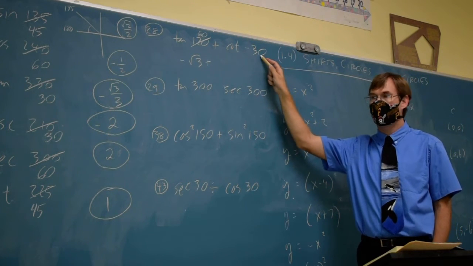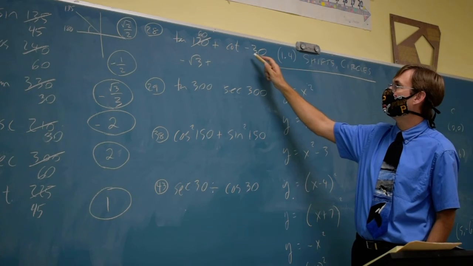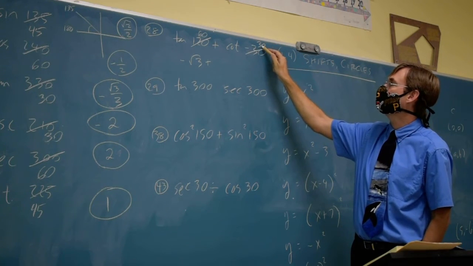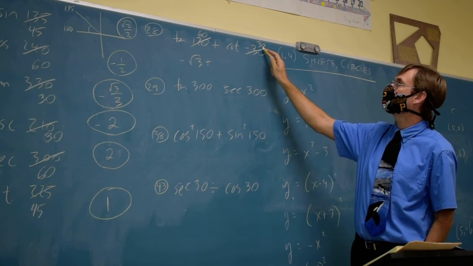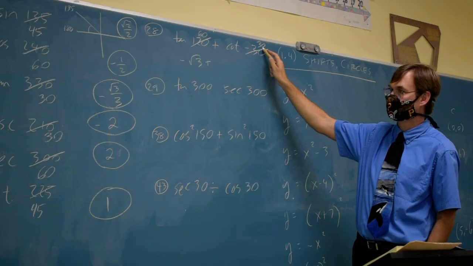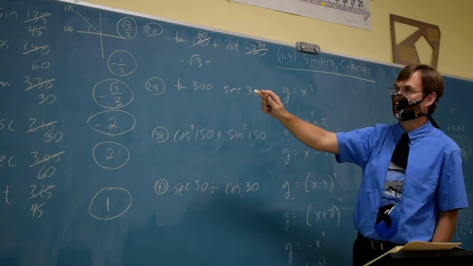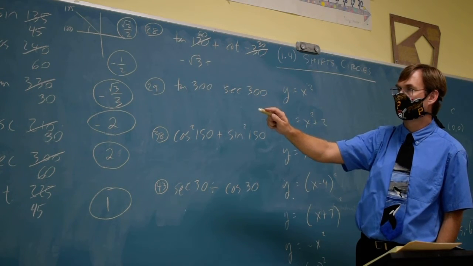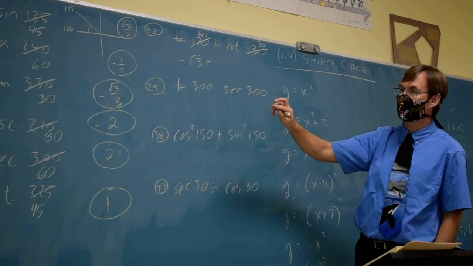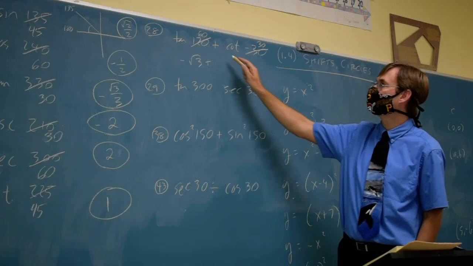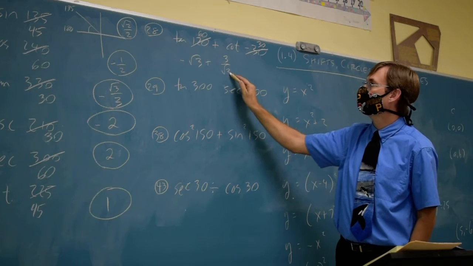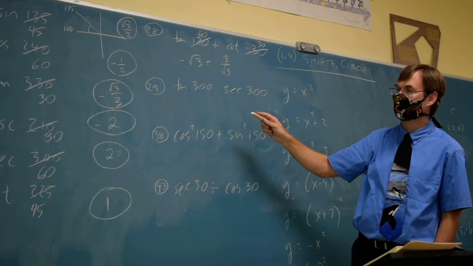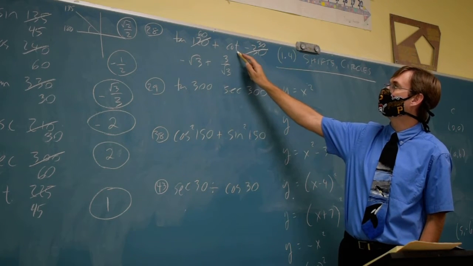Negative 30, quadrant is C. How far is it from the x-axis? 30. Cotan 30. Root 3 over 2. Disagree. Oh, root 3 over 3, but flipped. Positive or negative? Positive. Negative. Why negative for this?